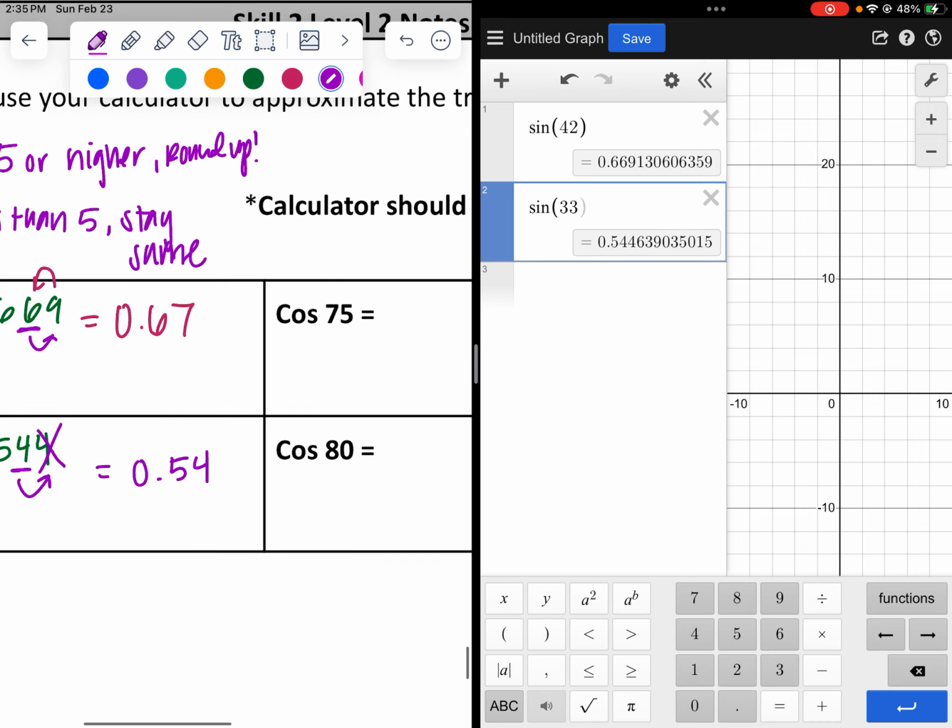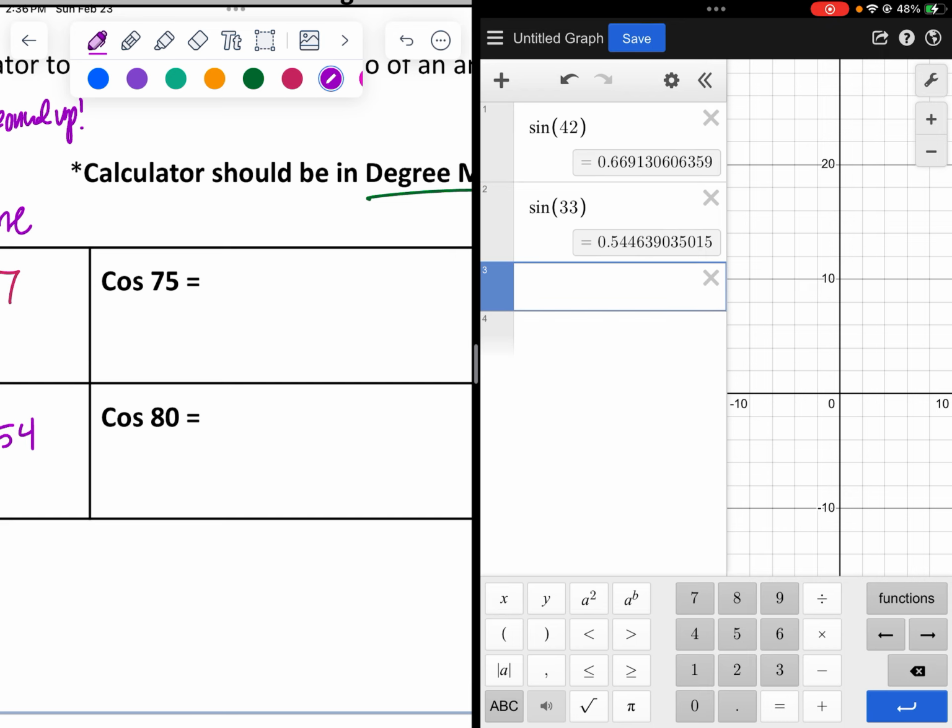Okay, let's do the rest. Cosine of 75. This is my other function, cosine 75. I get 0.258. Same exact thing. I'm looking at the 5, seeing if we round it up or stay the same. I look at the next number over. It's an 8, so I do have to round up the 5 by 1. So 0.26 would be my answer.